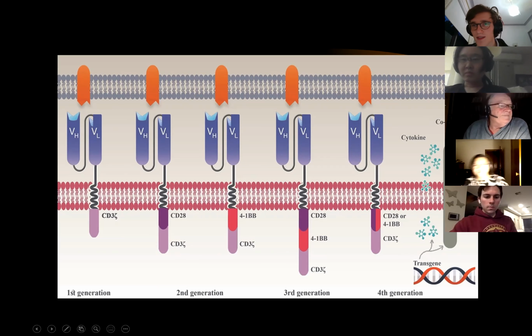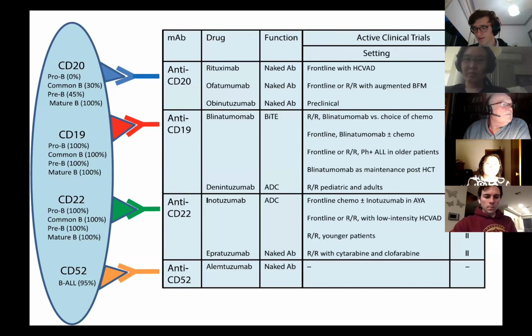Next slide. These are just antibodies directed at various cluster designations, CD20, CD19, CD22, the name of the drug, and in what diseases they're used. Monoclonal antibodies. Next slide.